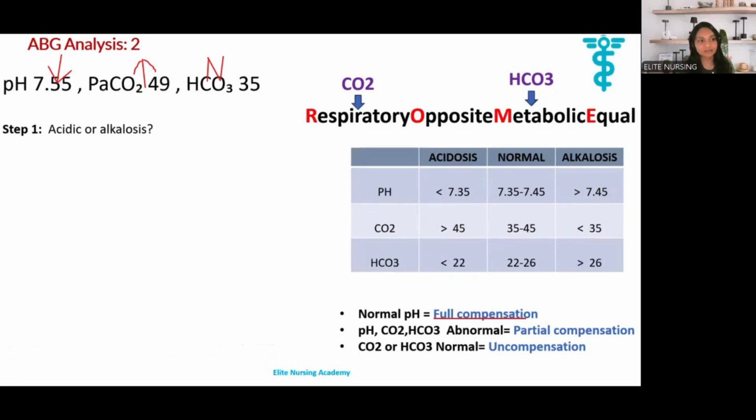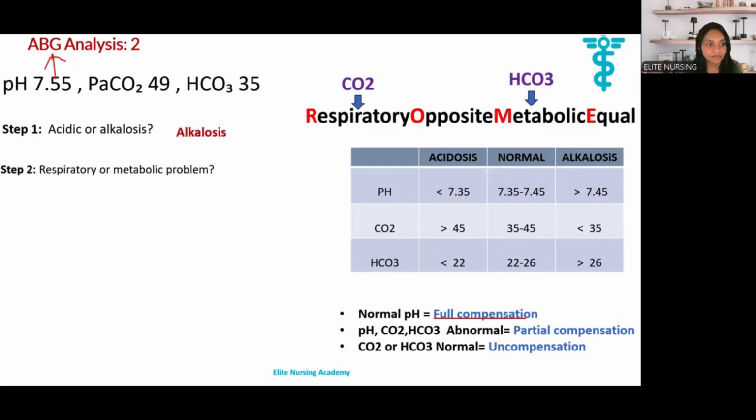Let's go with our second example. Here we have pH which is 7.55. Let's decide whether this is acidosis or alkalosis. Our normal pH is 7.35 to 7.45, and this pH is greater than 7.45, which is alkalosis. We're just going to put an arrow here showing that pH is going in the higher direction. That will help us decide. So we have decided this is alkalosis because pH is greater than 7.45.